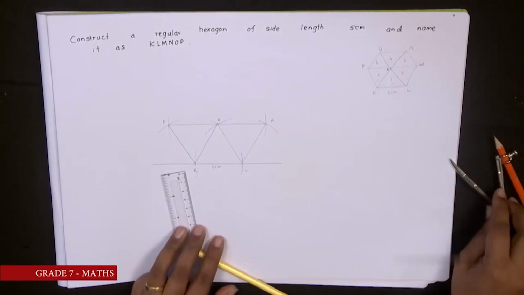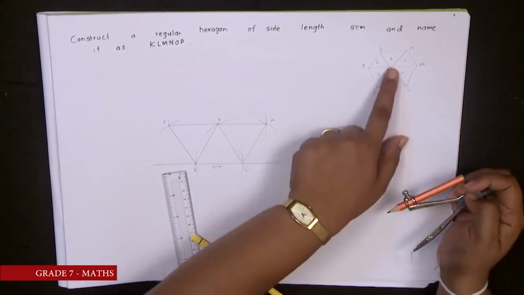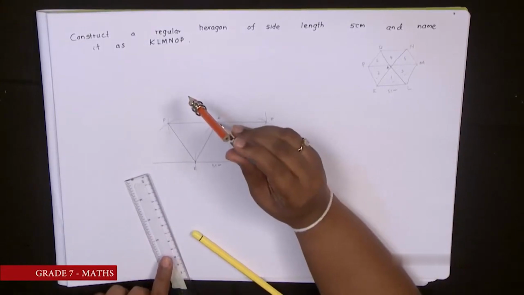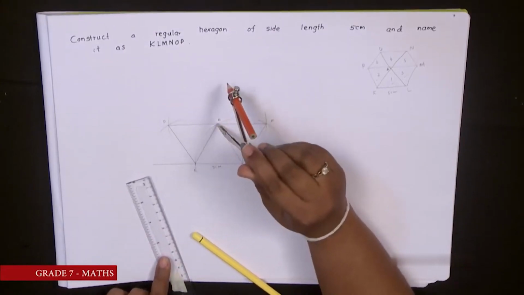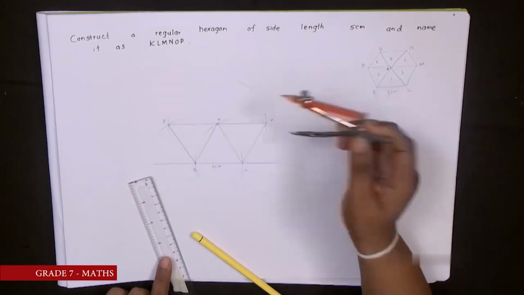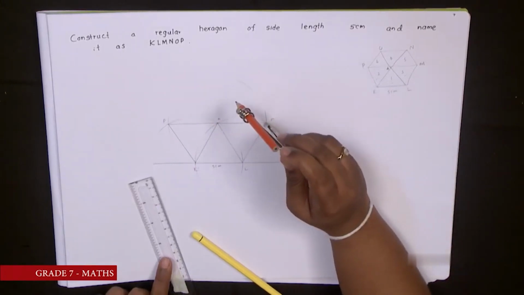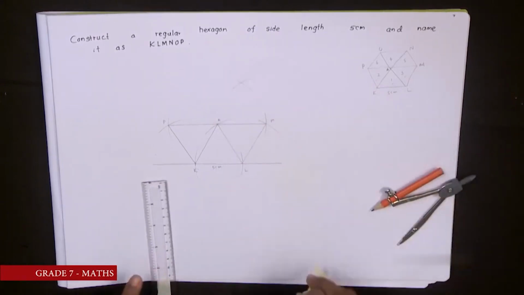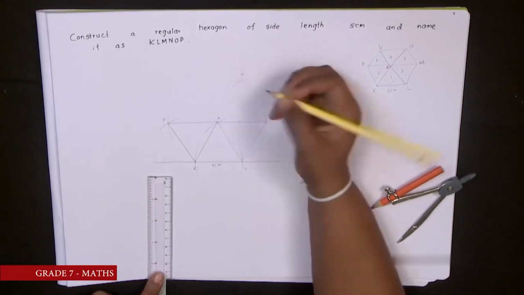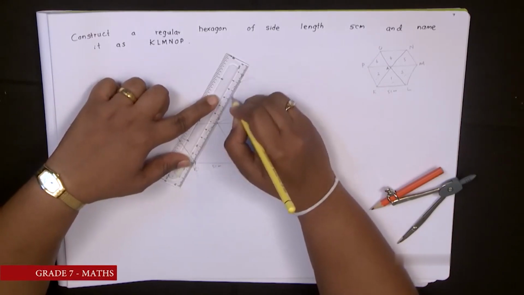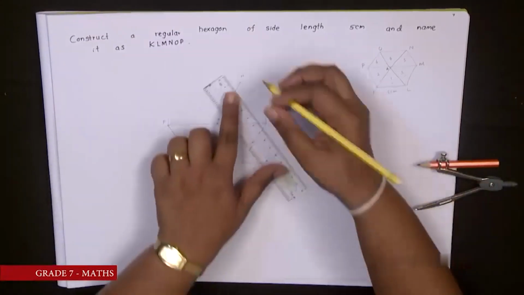So I'll go for the 4th, 5th and 6th triangles. So once again I am going to place my pair of compasses on A, draw an arc, then place my pair of compasses on M, draw an arc. Now we have constructed the point N. So we can join the points AN, then NM.